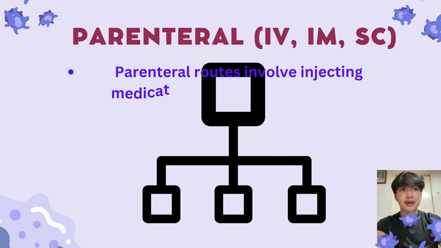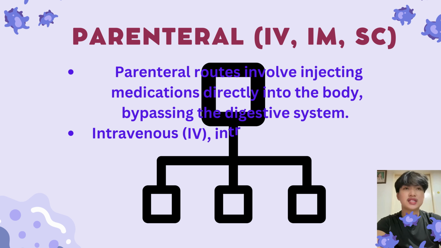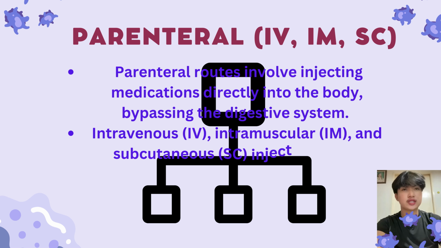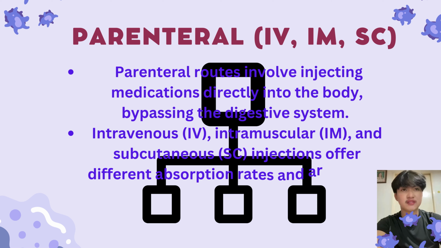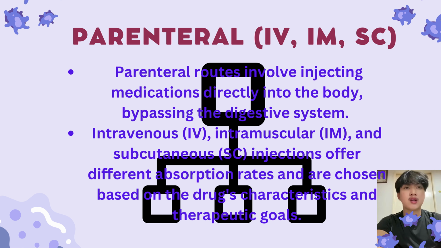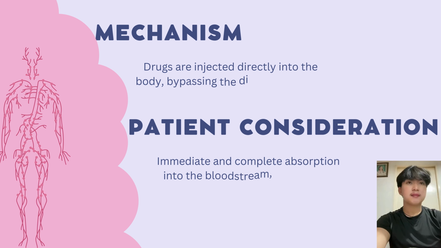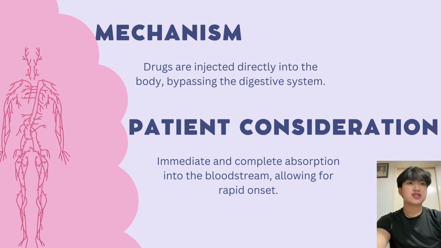Parenteral, IV, IM, and SC. Parenteral routes involve injecting medications directly into the body, bypassing the digestive system. IV or intravenous, IM or intramuscular, and SC or subcutaneous injections offer different absorption rates and are chosen based on the drug characteristics and therapeutic goals. Mechanism: drugs are injected directly into the body, bypassing the digestive system. Patient consideration: immediate and complete absorption into the bloodstream, allowing for rapid onset.